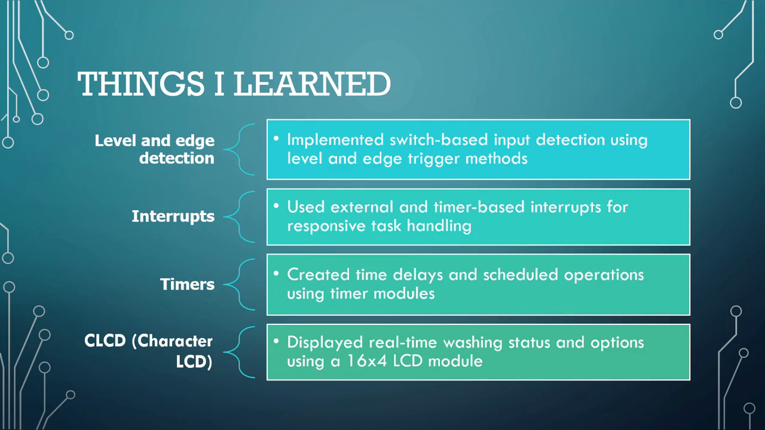I also learned about level and edge triggering, which is used to detect how and when a button is pressed, whether it's pressed once, held down, or released. Then came interrupts, which allow the system to respond immediately to important events like time overflows or user inputs without constantly checking for changes. I also used timers to create delays for each stage in the washing process. I calculated preload values to control how long each operation lasts.